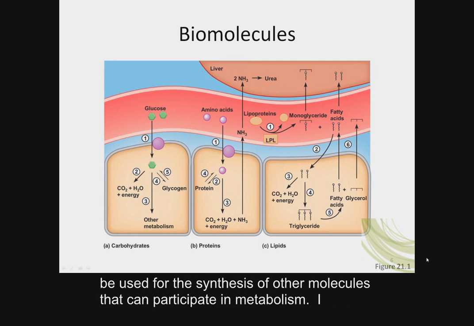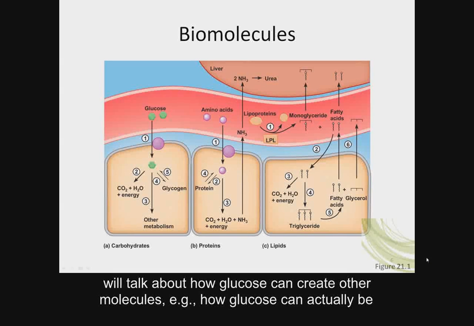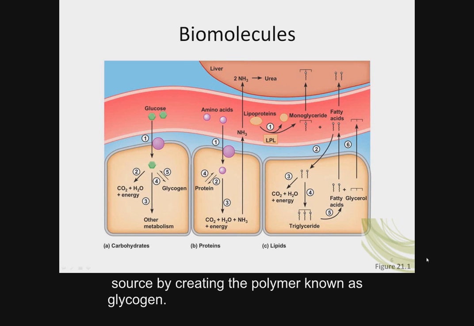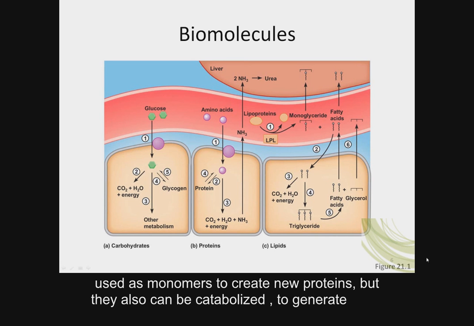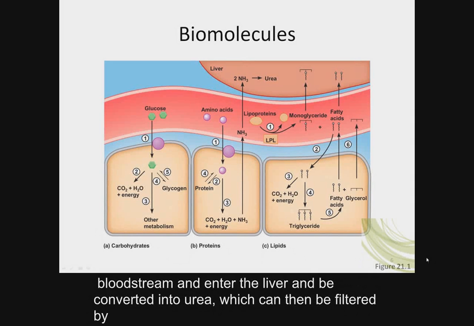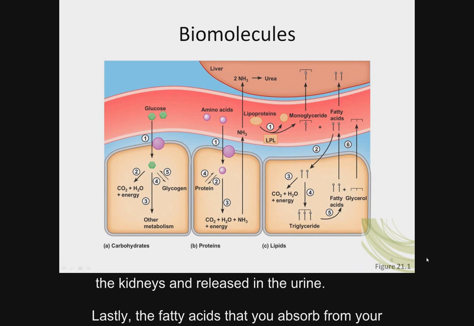Glucose can be used for the synthesis of other molecules that can participate in metabolism. I will talk about how glucose can create other molecules. For example, how glucose can actually be used to create fat molecules. And then finally, glucose can be used as a future energy source by creating the polymer known as glycogen. Amino acids can enter the cell. They can be used as monomers to create new proteins, but they also can be catabolized to generate carbon dioxide, water, and ammonia. The ammonia will actually go through the bloodstream and enter the liver and be converted into urea, which can then be filtered by the kidneys and released in the urine.